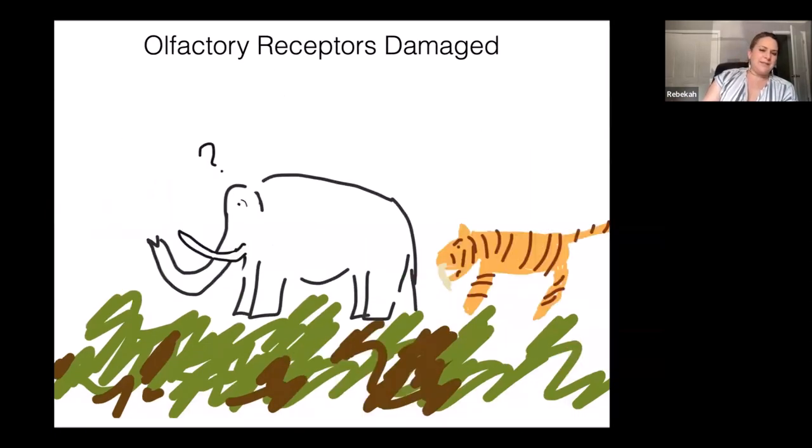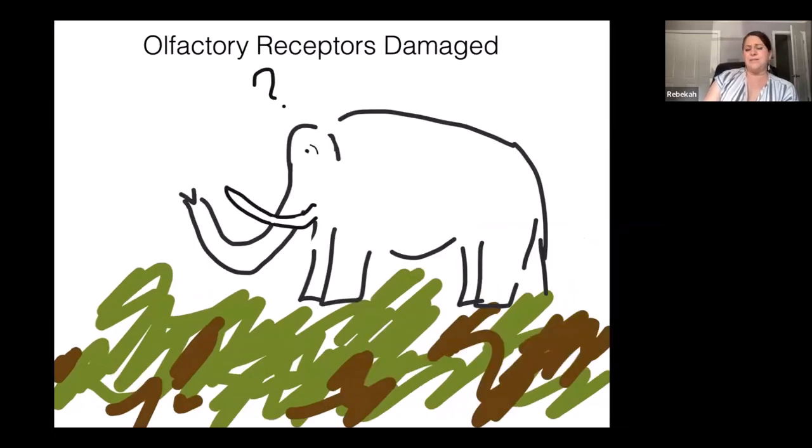It's also possible that they didn't have the same predators on the island, so they didn't have to smell them coming. It's totally okay if you can't smell a saber-toothed cat coming at you because there are none on this island. It's a lot safer. And it may also be one of the reasons why they got a little bit smaller. They didn't have to defend from predators.